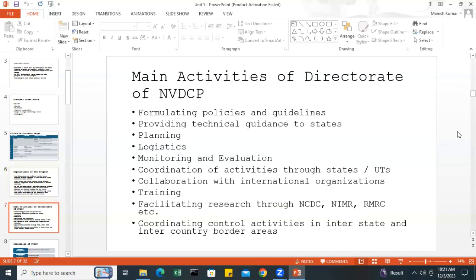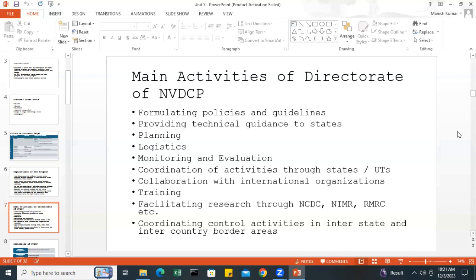When I say directorate, this is situated centrally in Delhi. They are supposed to formulate policies and guidelines. Whatever guidelines you see coming through, issued by the Government of India, are formulated by the Directorate of NVDCP. They also provide technical guidelines on what has to be done when there are cases of dengue, chikungunya or malaria in those endemic areas.